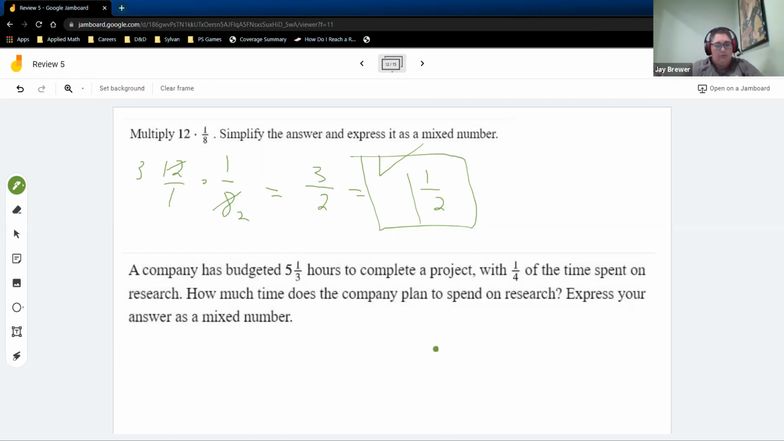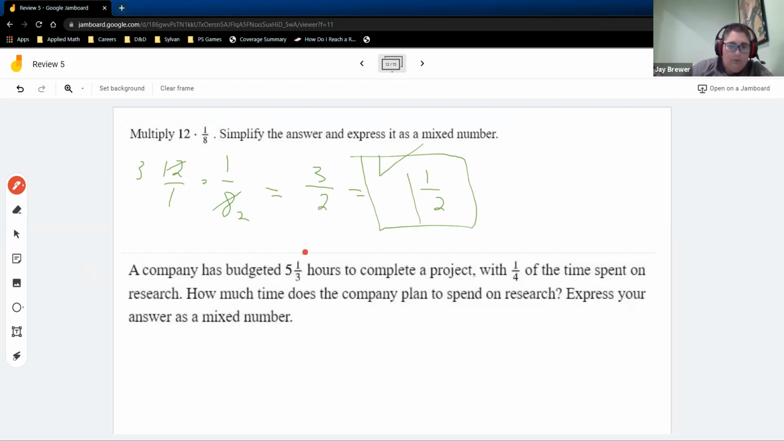Right. Next, we have an application problem. Let's go ahead and read it. The first thing you should do with any word problem is you need to read it as a human being first. Just read it, and then you need to go back and go, okay, what's important? So let's do the reading as a human first. A company has budgeted 5 1/3 hours to complete a project, with 1/4 of the time spent on the research. How much time does the company plan to spend on research? Express your answer as a mixed number.